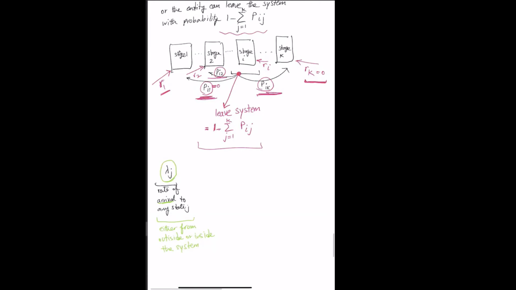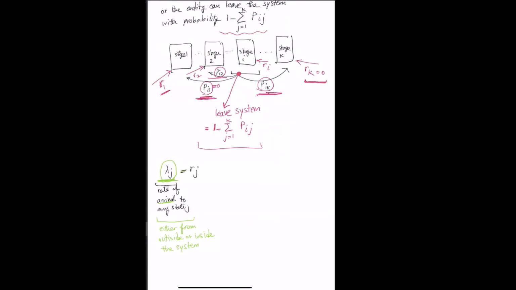So this lambda j that I put here basically looks at the rate of arrival of entities to any specific stage to get processed. Either they're coming from outside or they are coming from another stage in the system. So if I want to calculate lambda j for any one of these stages in the system so that I can analyze them independently and separately, then I can say that lambda j equals definitely rj for the rate of arrival to any stage in this system.